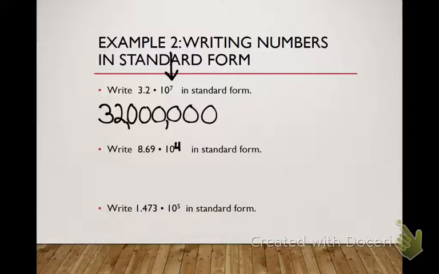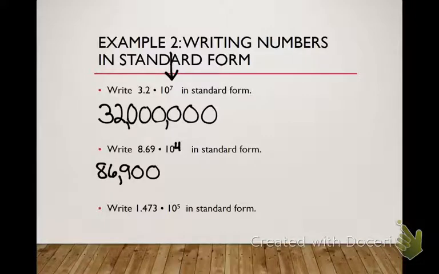Okay? So now let's look at the second one. 8.69 times 10 to the 4th. Think for just a second. How many more zeros do we need to add? 2. Because we have 2 decimal places, that means we need 2 more zeros to get us out to 4 decimal places. Do you see that? So now we write 8, 6, 9 without the decimal, add 2 zeros at the end, and now it's in standard form. I want you to do the third one now.